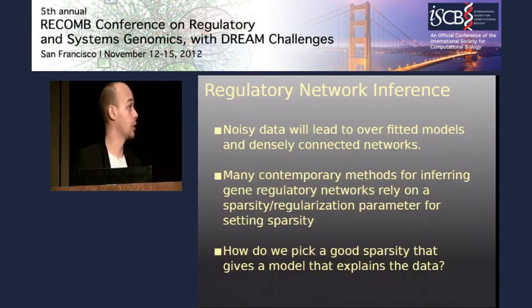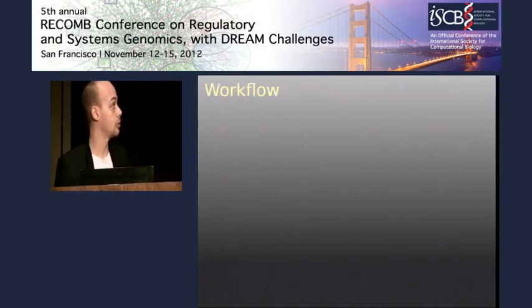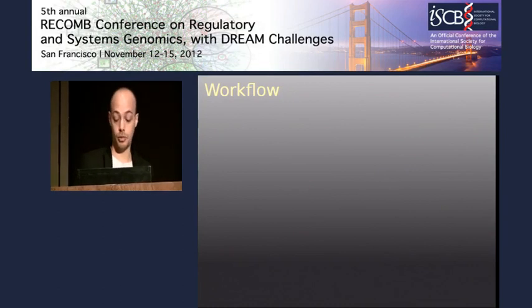So again, noisy data will lead to overfitted models and densely connected networks, and many contemporary methods for inferring gene regulatory networks rely on some sort of sparsity parameter for setting the sparsity. But again, how do we pick this sparsity in the optimal way? So we devised a workflow to try to solve this problem.